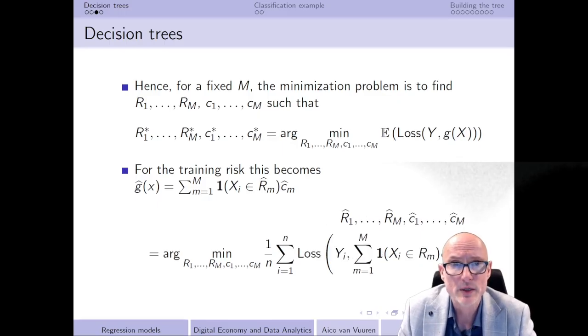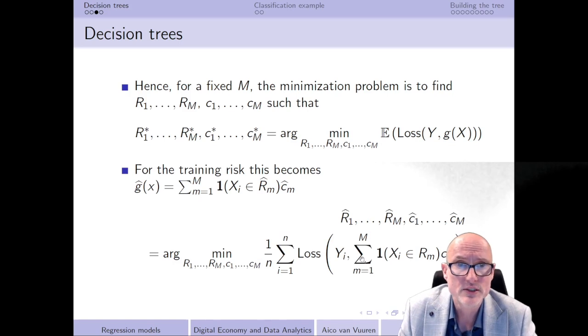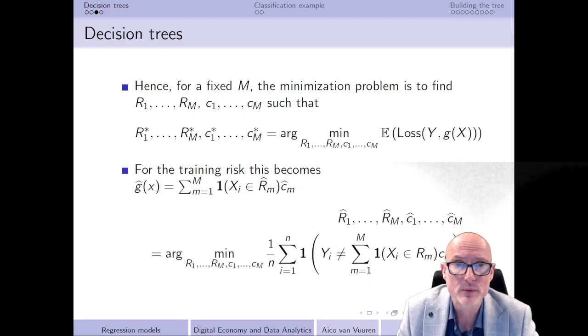Take another thing into account: the g(x) that we have already introduced before is this sum that we have over here. So simply substituting in g(x) gives us this function that we have over here. Another thing is that this loss function depends on whether we have a classification or a regression problem. In the case of classification, we have the 0-1 loss function, so that gives us this loss function that we have over here.